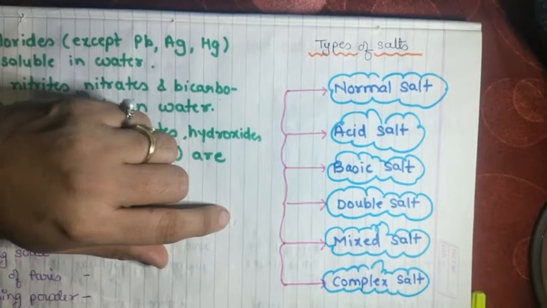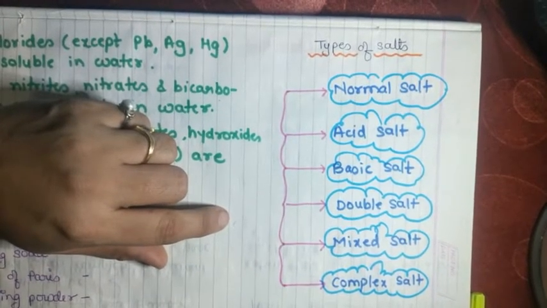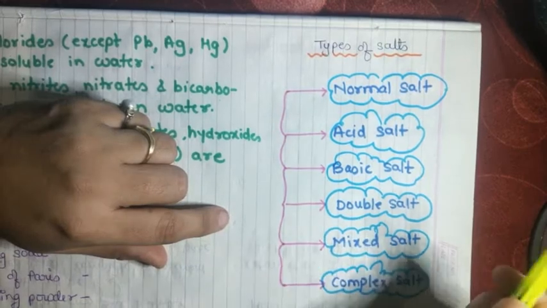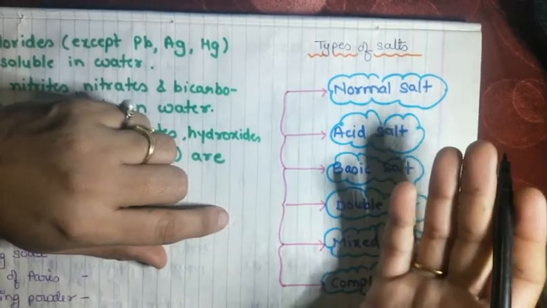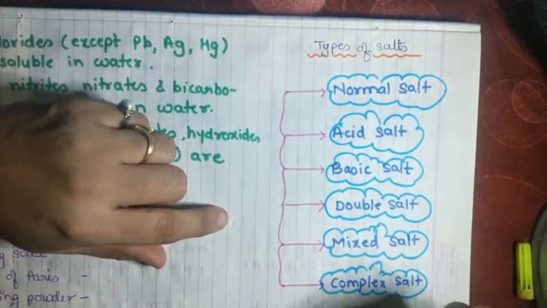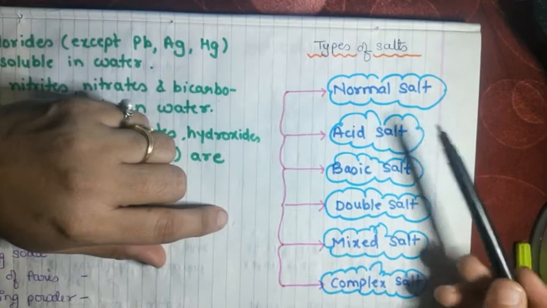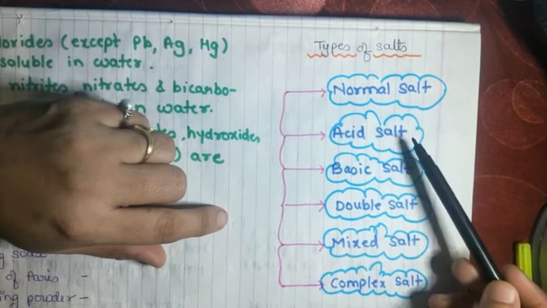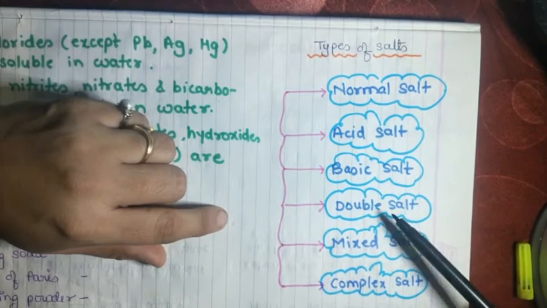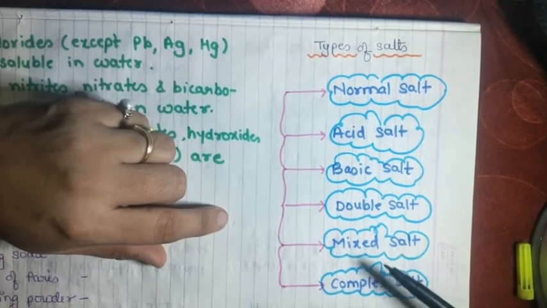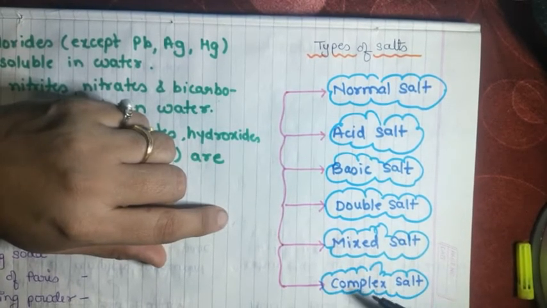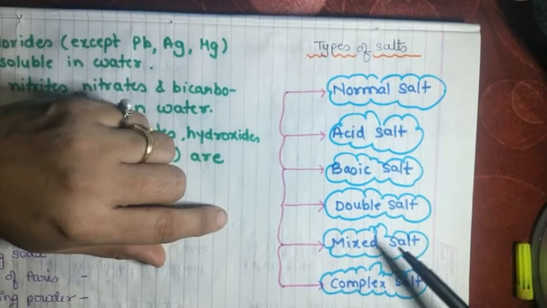Students, today we will learn about the types of salts. So, on the basis of nature, these salts can be classified into six different types. What are they? Normal salt, acidic salt, basic salt, double salt, mixed salt, and complex salt. Let's learn about all these salts in detail.